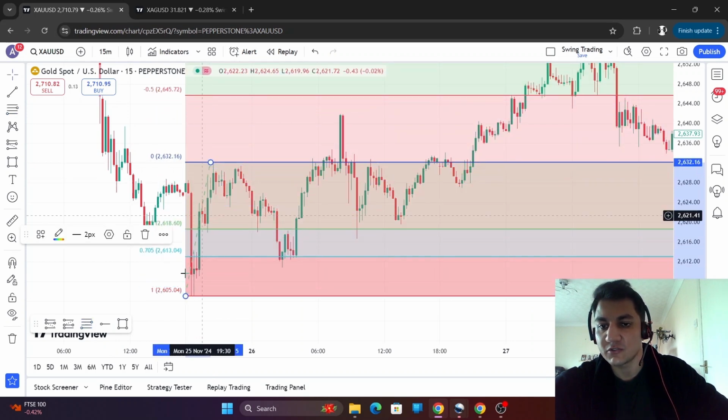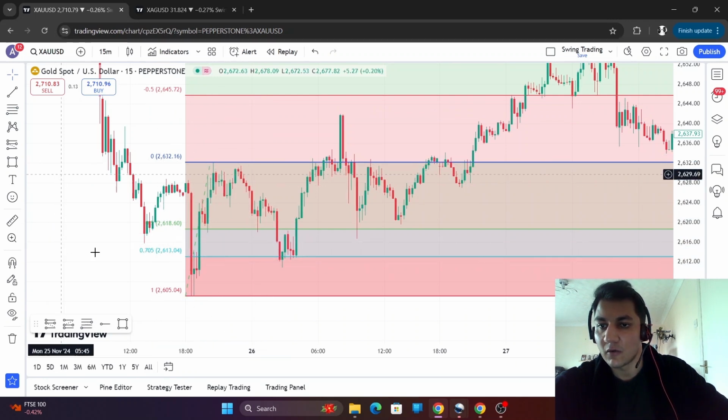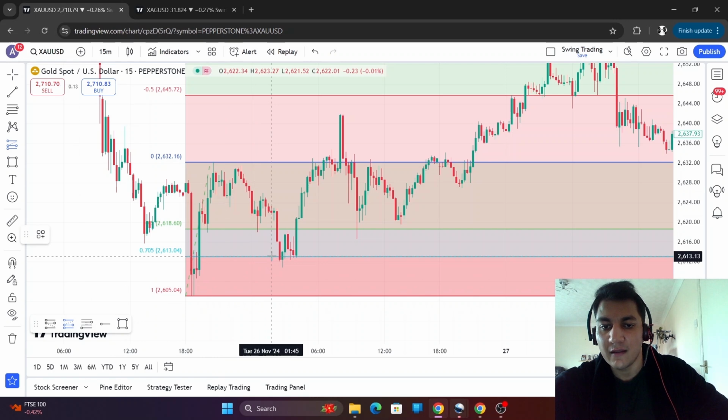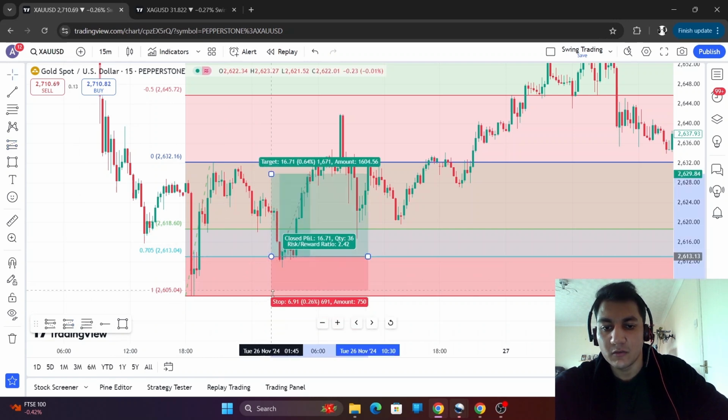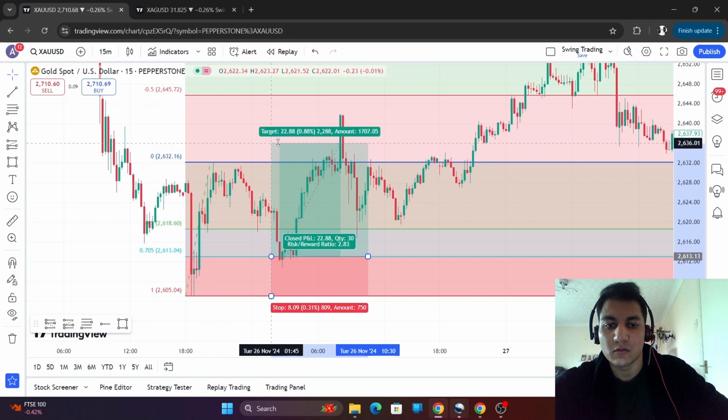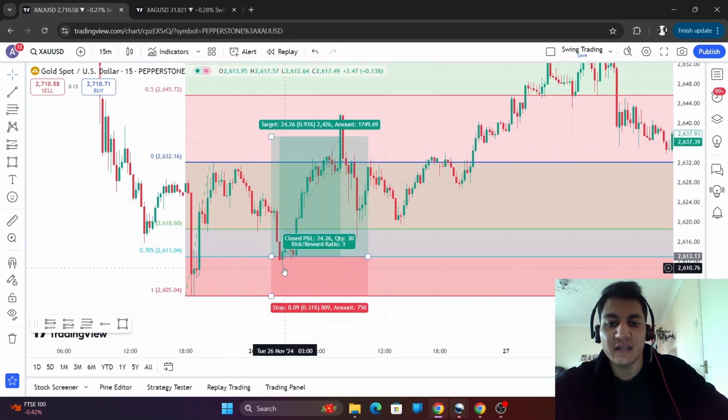So you put your Fibonacci from the low to the high like this, and then you always enter on the 0.705 level here. Always enter on that level, and then you just enter like that, stop loss at the low, and me personally, I always target a 3-to-1. Nice, easy, high probability, free risk reward ratio like that, and you get this trade in London.